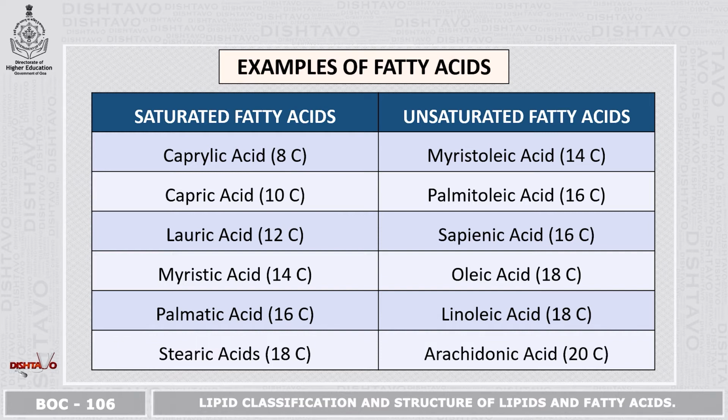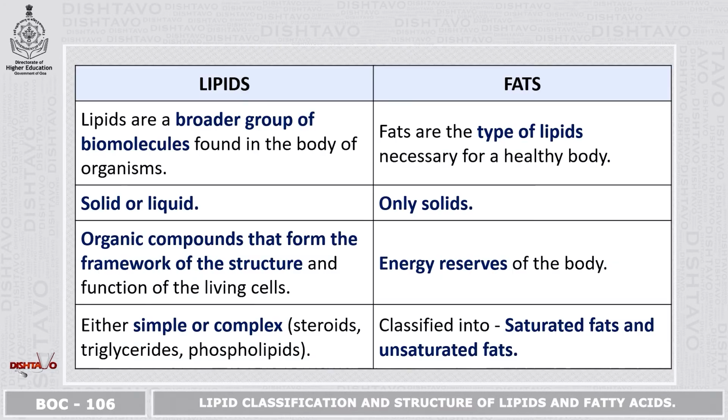Let us just quickly list them. We have caprylic acid with 8 carbons, capric acid with 10 carbons, lauric acid with 12 carbons, myristic acid with 14 carbons, palmitic acid with 16 carbons, stearic acid with 18 carbons. Under unsaturated fatty acids, we have myristoleic acid with 14 carbons, palmitoleic acid with 16 carbons, sapienic acid with 16 carbons, oleic acid with 18 carbons, linoleic acid with 18 carbons, arachidonic acid with 20 carbons. These are some of the examples to cite under saturated and unsaturated fatty acids.